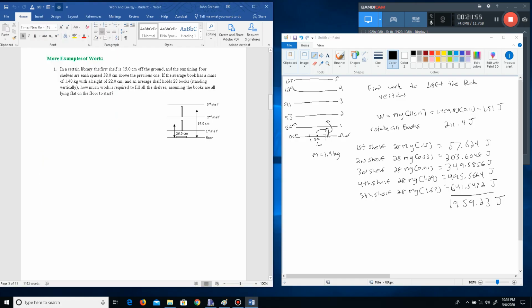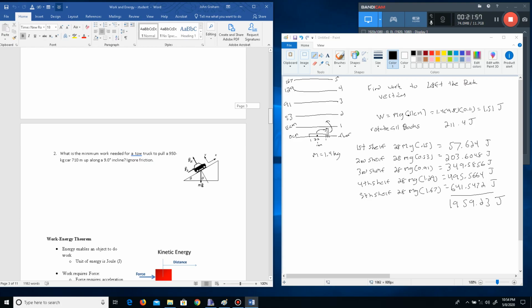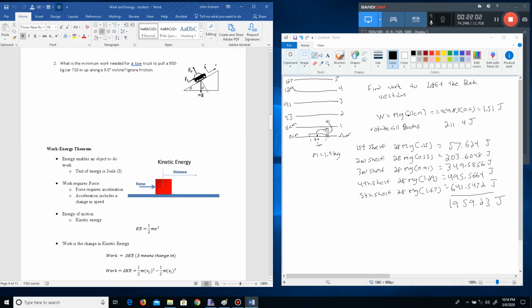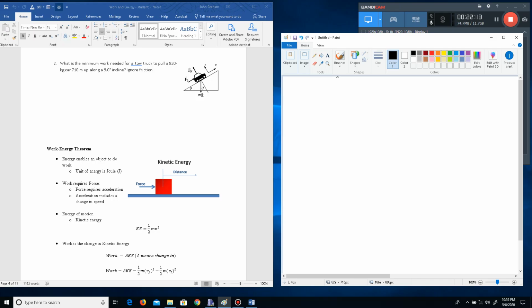Alright. The next one is going to be more like an actual type problem you would see. This is a ramp problem too, which we've done ramp problems for forces.